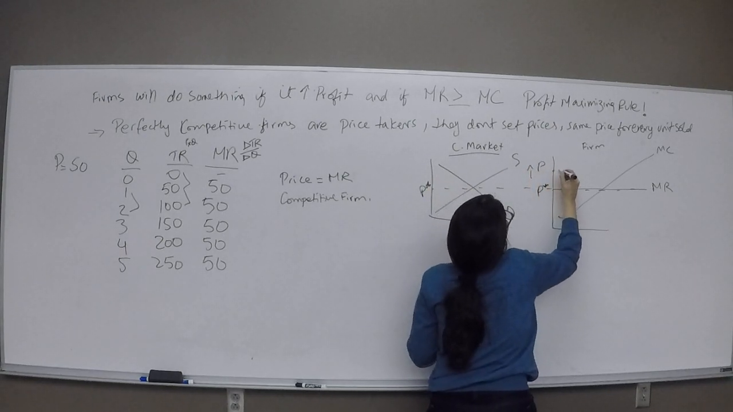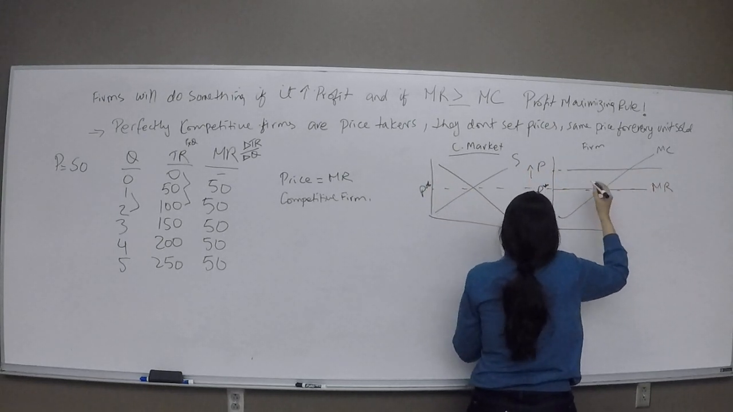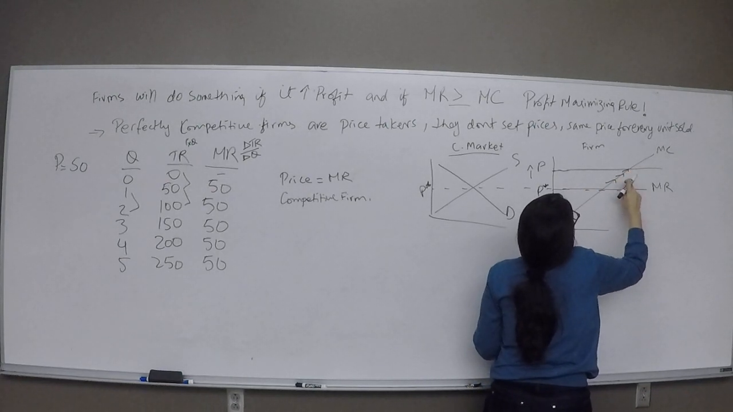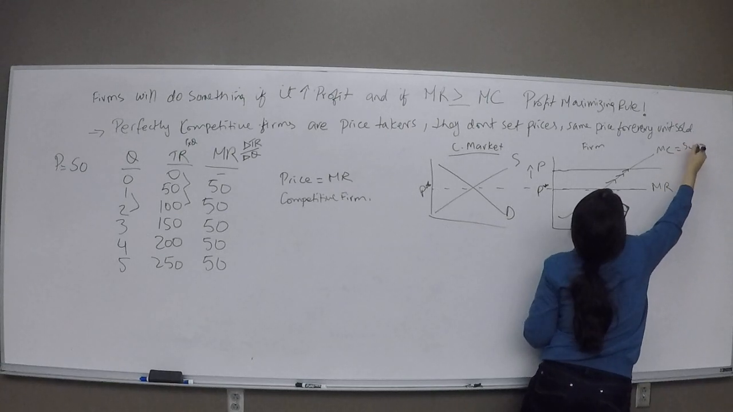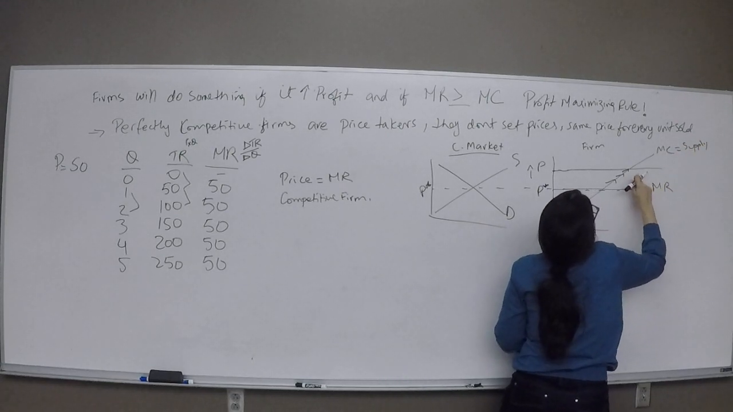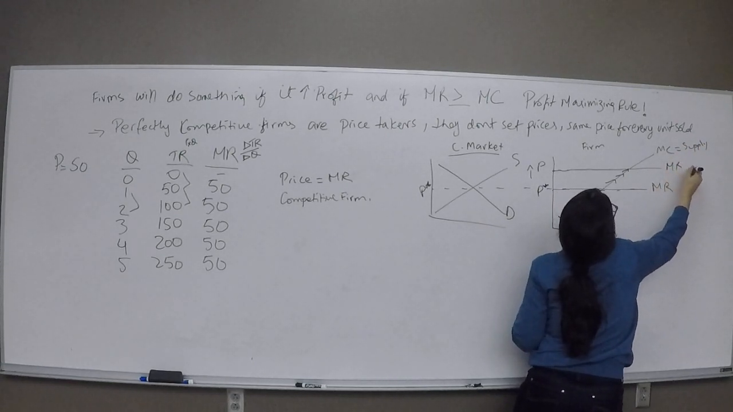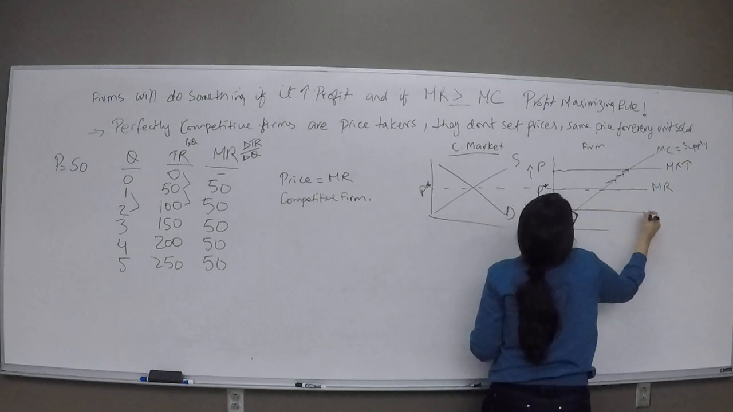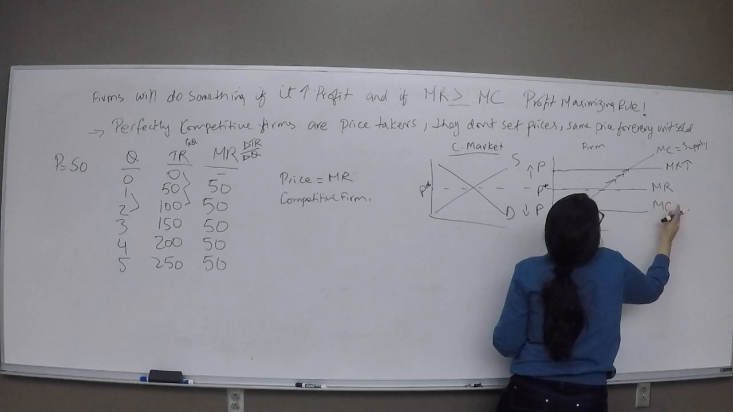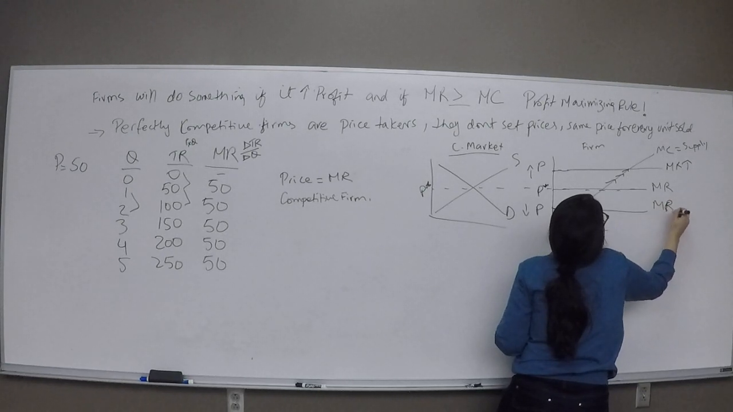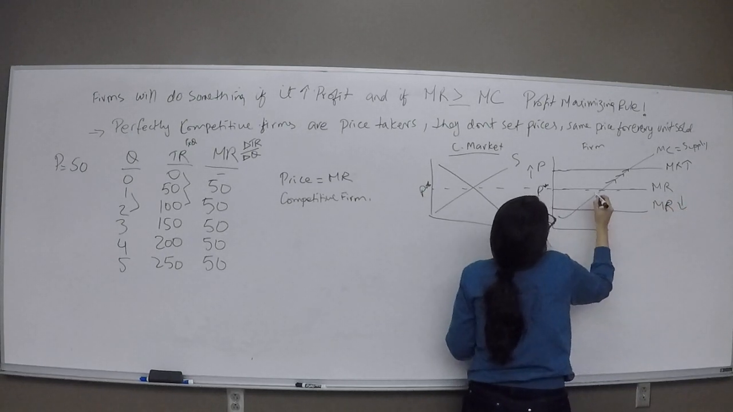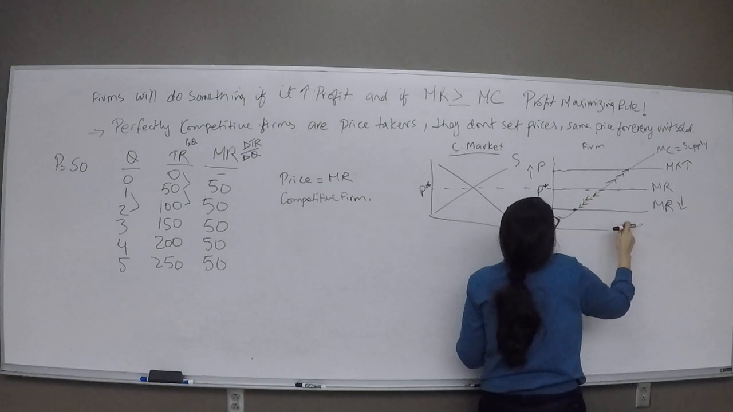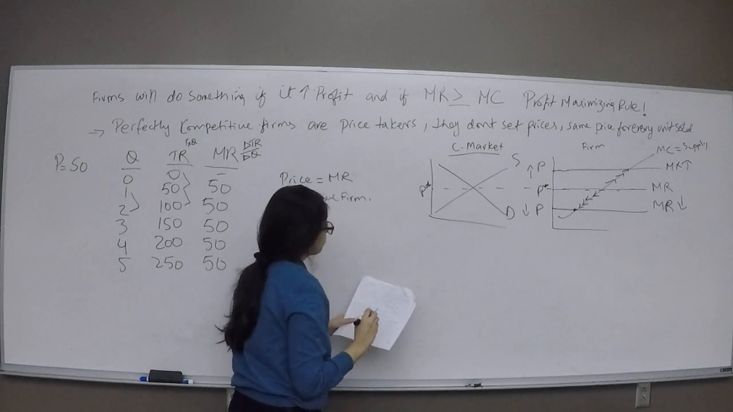So if price goes up, they're going to produce more. Supply will increase. This is supply, right? Supply will increase. Their revenue will also increase. If the price goes down, their supply will decrease, and marginal revenue will also decrease, right?